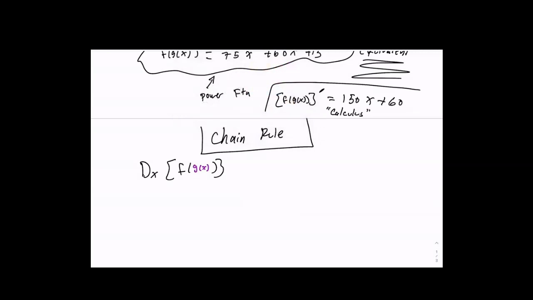Then the derivative of this function is the derivative of the mommy function. The baby stays as is inside, and then hence the name chained by the derivative of the baby. So we literally take the derivative of the baby and multiply it on the outside. This is the chain rule.